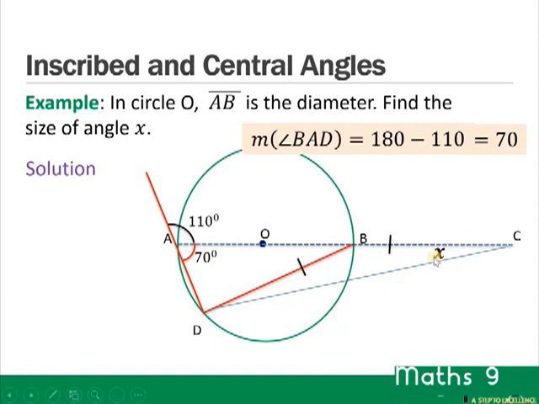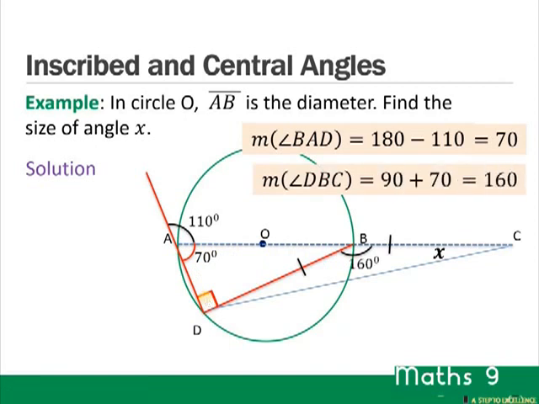Now, to find X, we really need to find this angle here. And to find this angle, it's the exterior angle of a triangle, so we can add together the opposite two interior angles. We know that this angle here is a right angle, so we need to add together 70 and 90. So angle DBC is 160. Now we have an isosceles triangle, so this angle here is also x. So x plus 160 equals 180. So x equals 10 degrees.